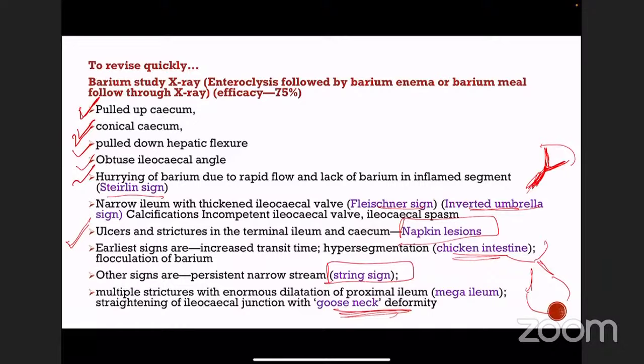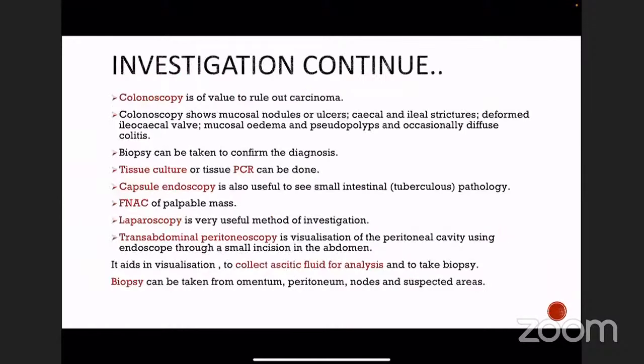Other signs are the string sign, already said, that the thinned out or narrow stream of barium in the ileum is known as string sign. And another is gooseneck deformity, lastly discussed: multiple strictures with enormous dilatation of the proximal ileum, mega ileum, straining of the ileocecal junction, with a narrowed down cecum and dilated proximal ileum hanging from this cecum, known as gooseneck deformity.